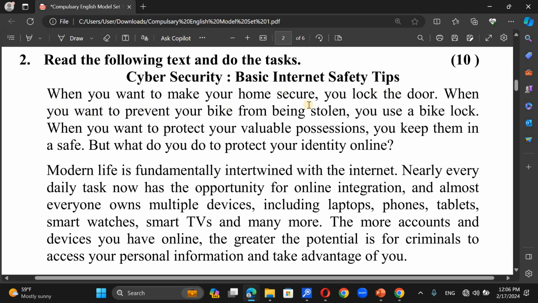When you want to make your home secure, you lock the door. When you want to prevent your bike from being stolen, you use a bike lock. When you want to protect your valuable possession, you keep them in a safe. But what do you do to protect your identity online?